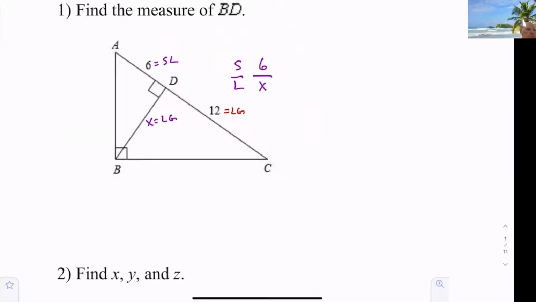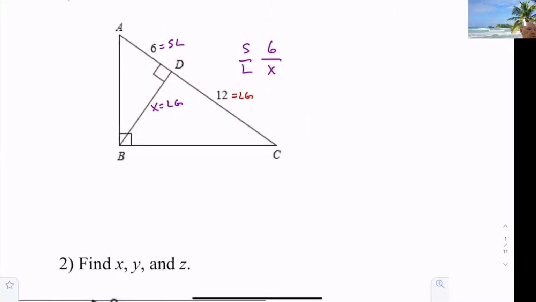All right. So now I have 12 is the large, but x is now the what? Is the small. So in this case, we would want x on the top, and we want 12 on the bottom.